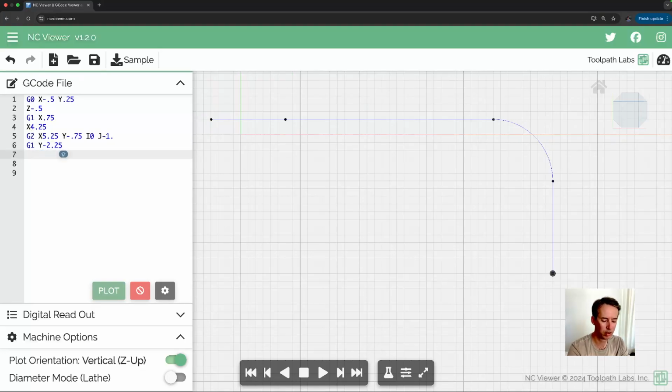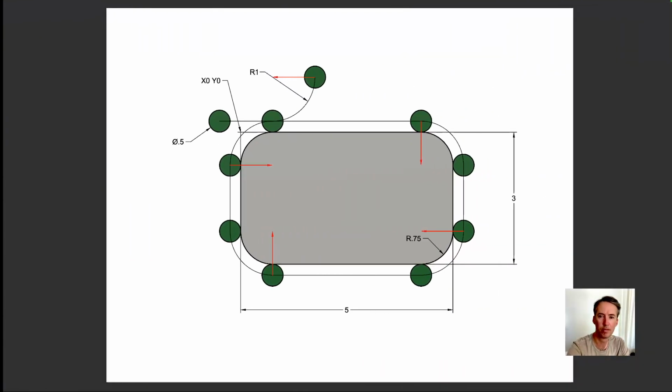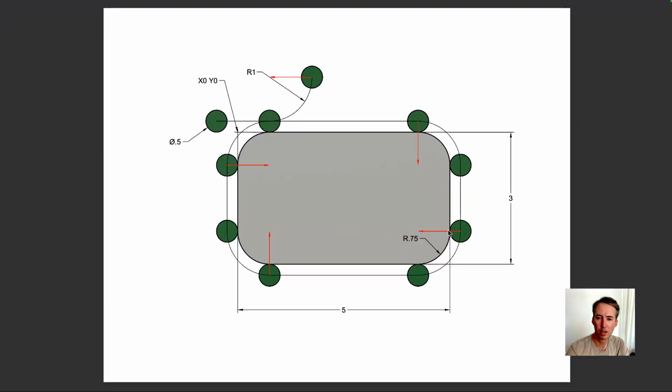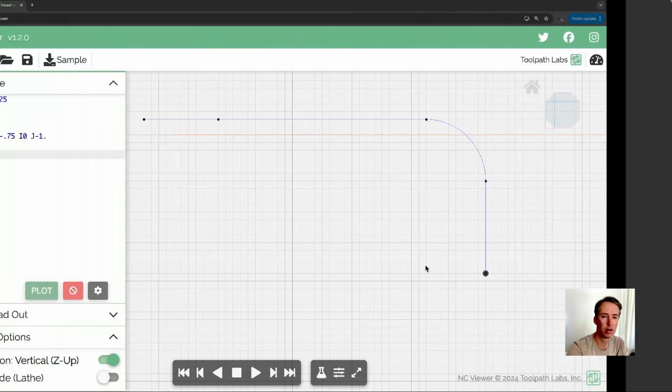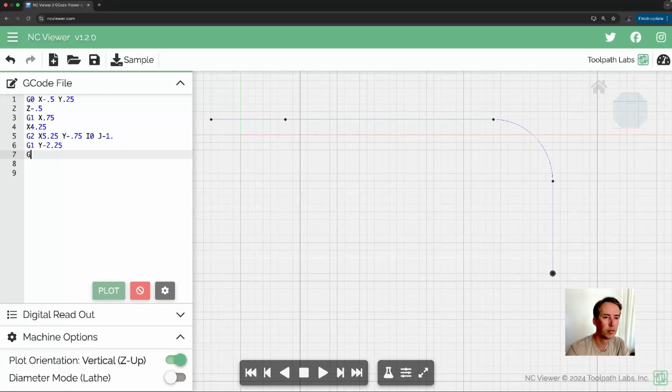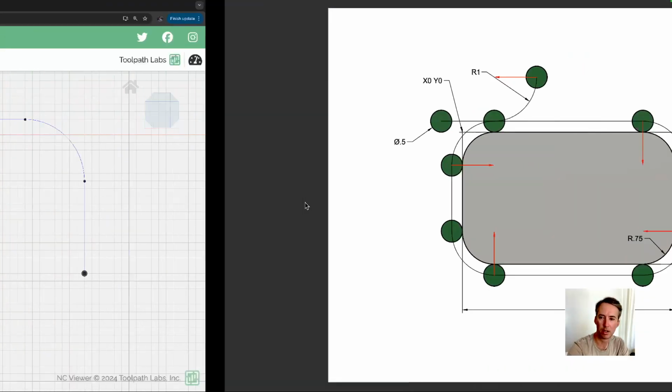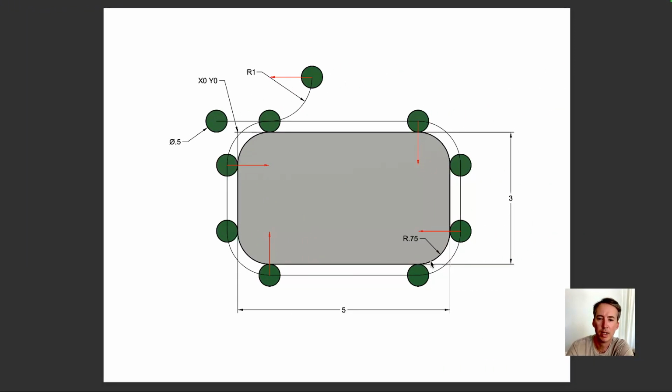All right, so now we know we have another arc. So this arc is from here to here. So that's also a clockwise arc. So we're going to do G2. Then we're looking for an X of where we're moving to. So it's actually the same X as this point if you look at it. And that's 5 minus 0.75, that's going to be 4.25.